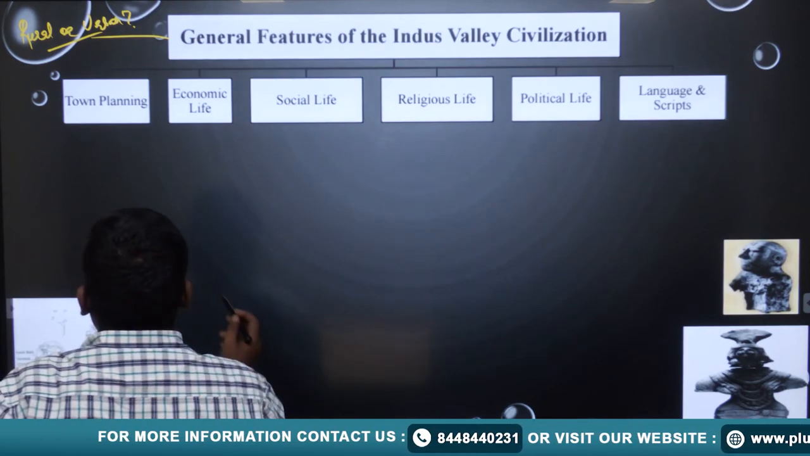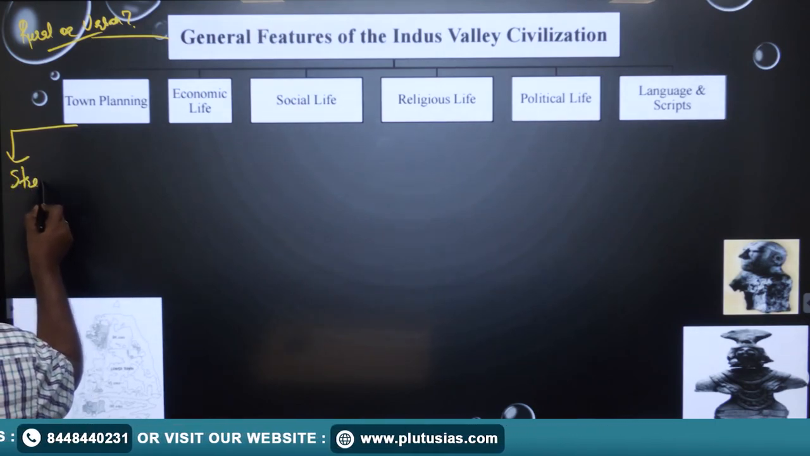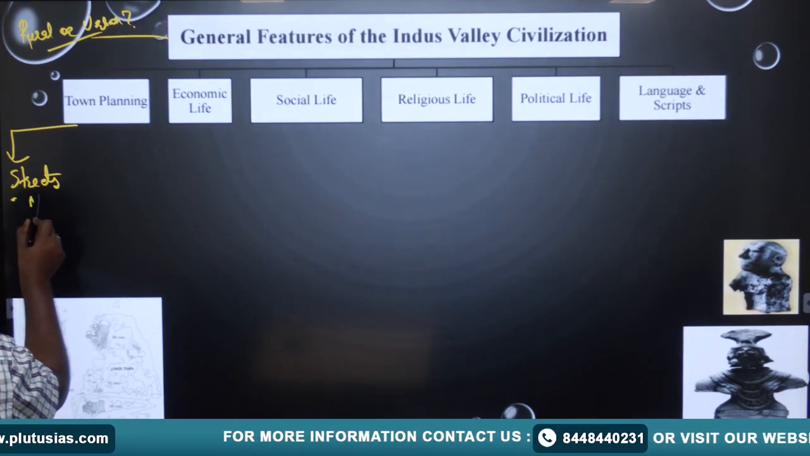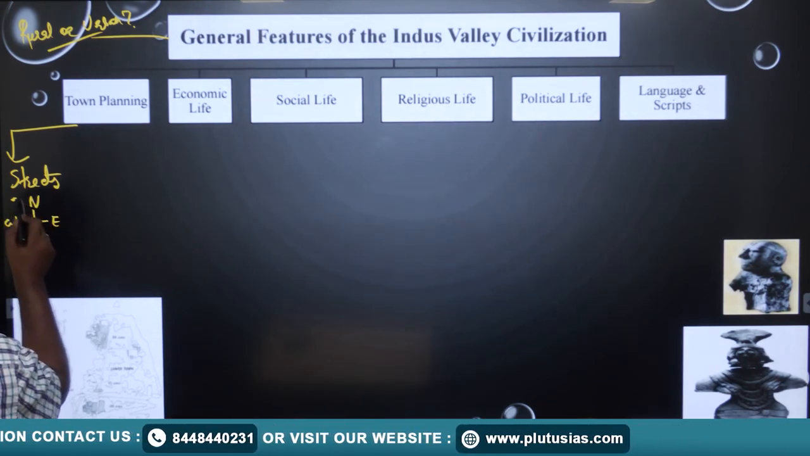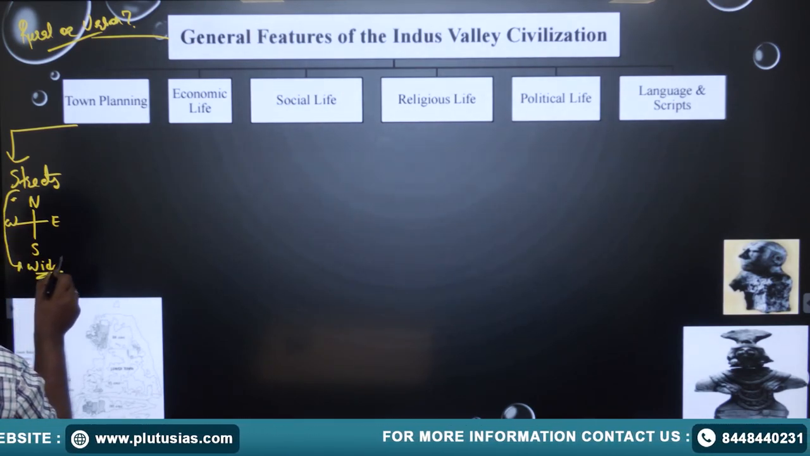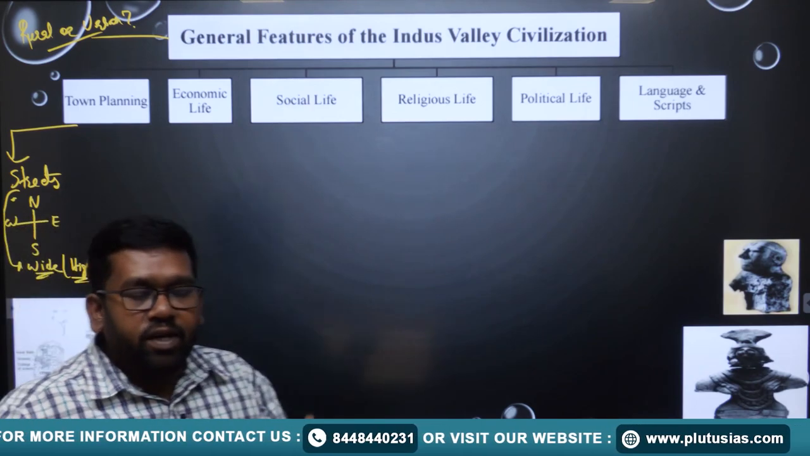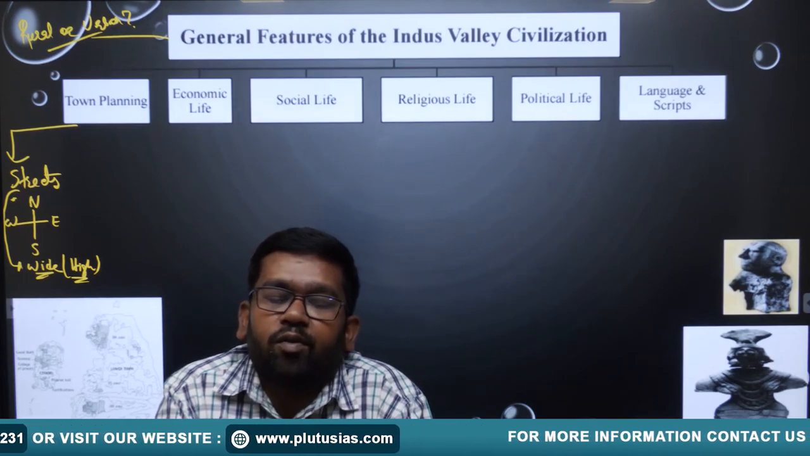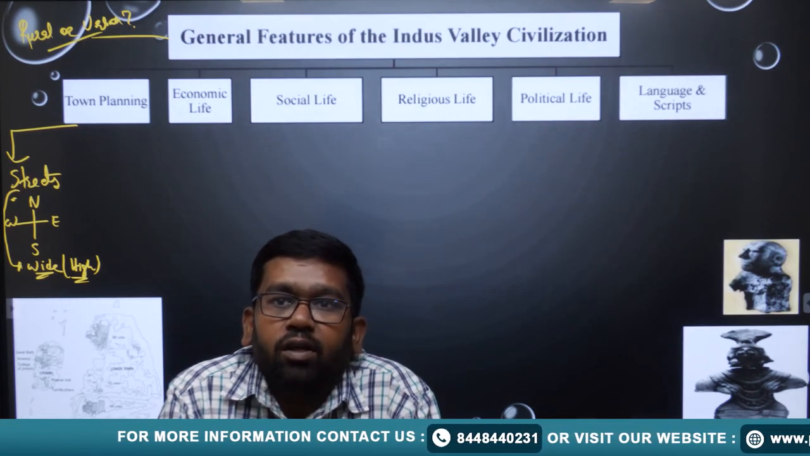One aspect of their town planning is streets. Streets were made from north to south and east to west. The streets were very wide, comparable to a highway. We have found evidence that in Mohenjo-daro, Harappa and Kalibangan, the streets had the same layout. So the streets of the Indus Valley civilization in the towns were very nice, and streets are one example of town planning.